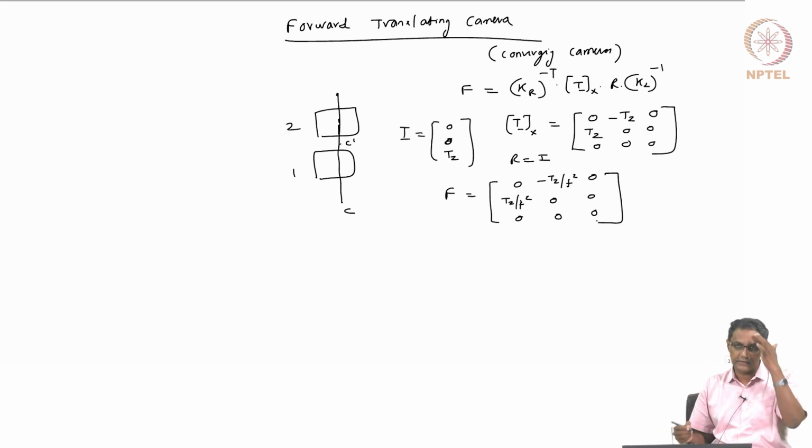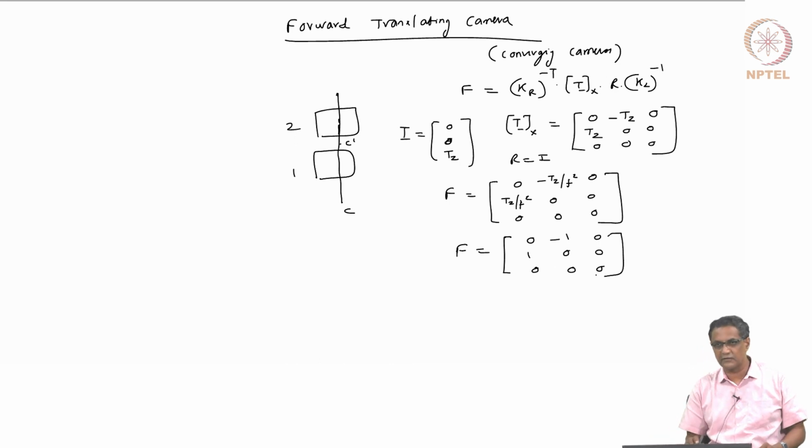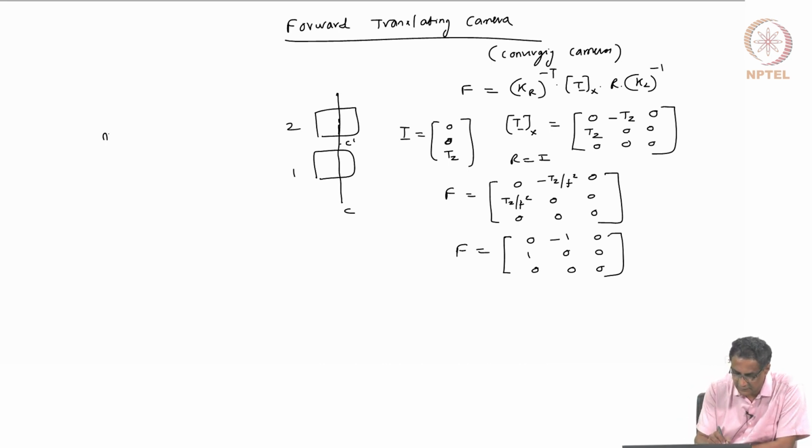Okay, and again you can scale this. This is again only up to a scale. Therefore, you can say that equivalently this is 0 minus 1 0, 1 0 0, 0 0 0. That's my fundamental matrix corresponding to the forward translational case. And now I can ask what is the null space of this? And you can show that the null of F, if you do an SVD, is 0 0 1.